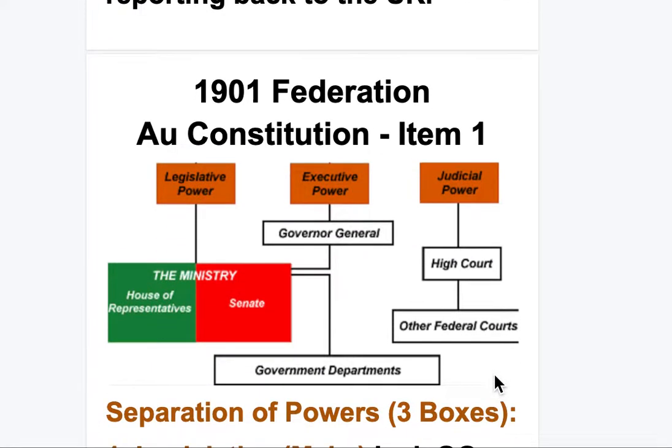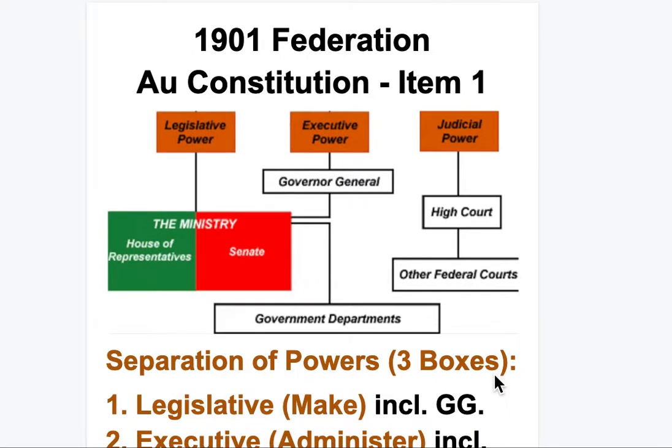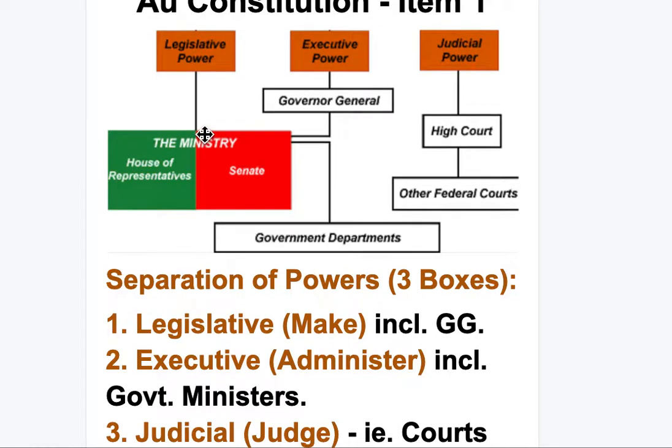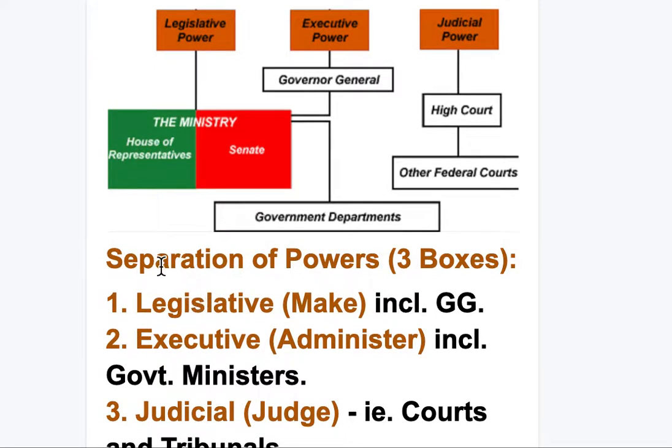Now the Constitution came into effect 1st January 1901, and is actually still an act of the UK Parliament, and there are three aspects, or I'll call them items, that we need to understand. The first is the separation of powers. Any good democracy will have a separation of powers across three areas, and you can see them in the orange boxes there. It might be easier to look at the text down below in orange.